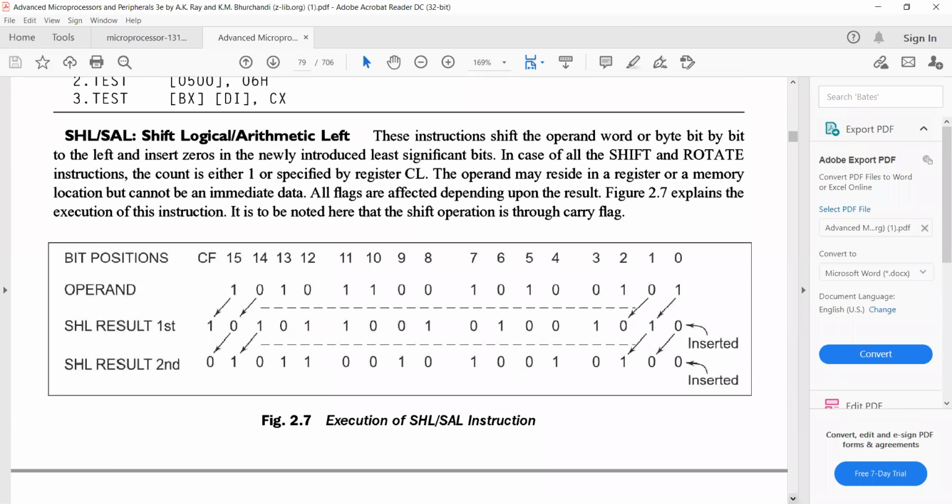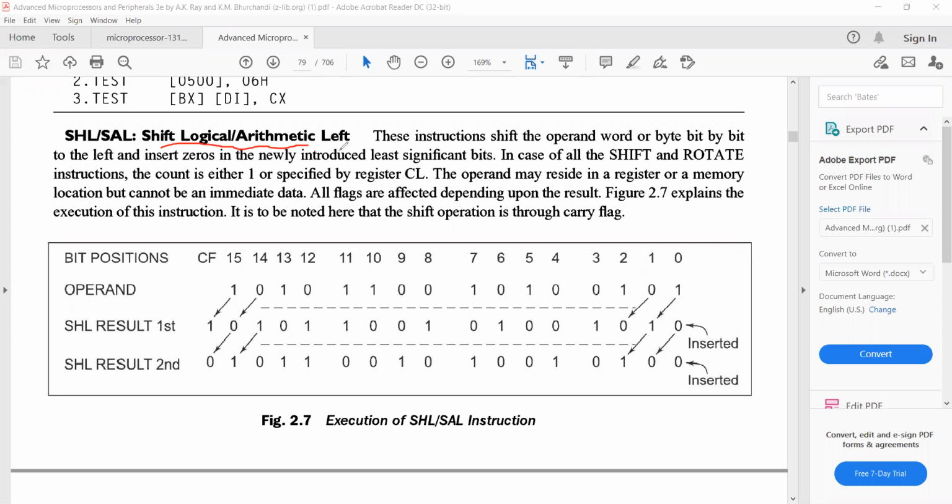The next most important instruction is shift logical left. Shift logical left or shift arithmetic left, both are the same, SHL or SAL. SHL means shift logical left, and SAL means shift arithmetic left. So this is the instruction. What does this instruction do?